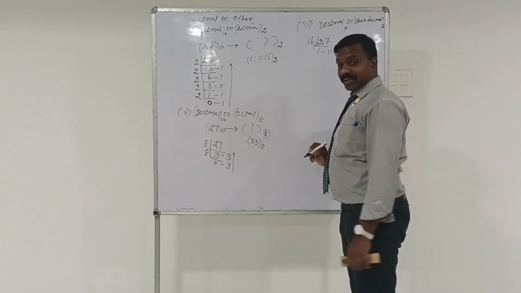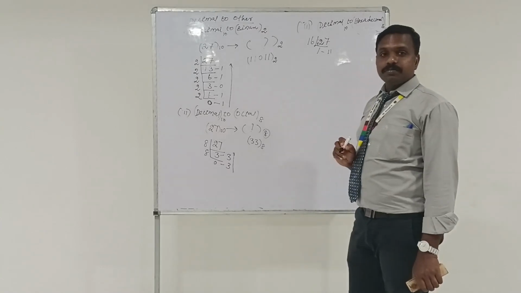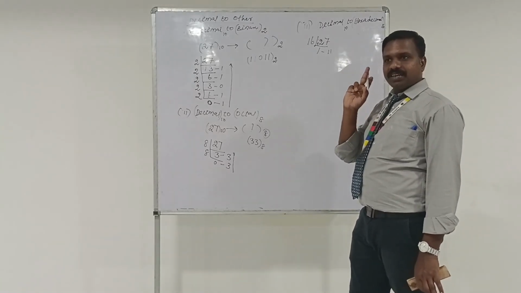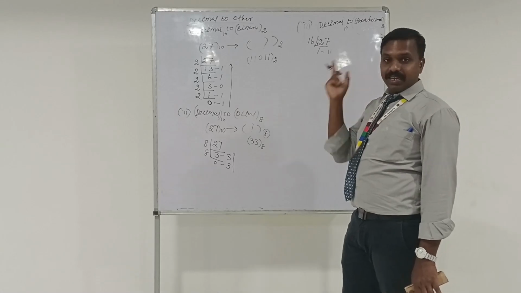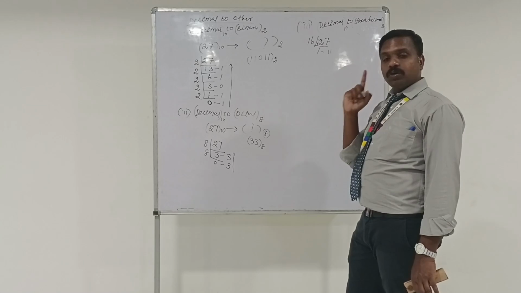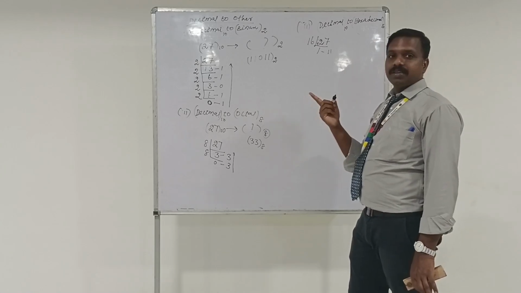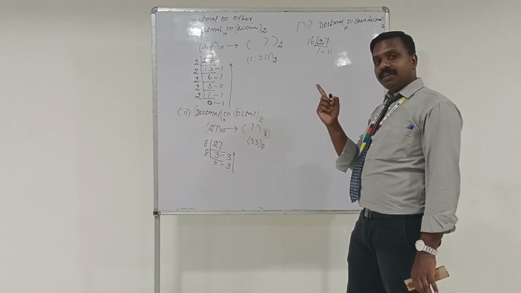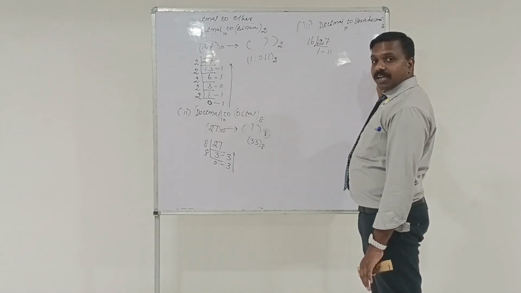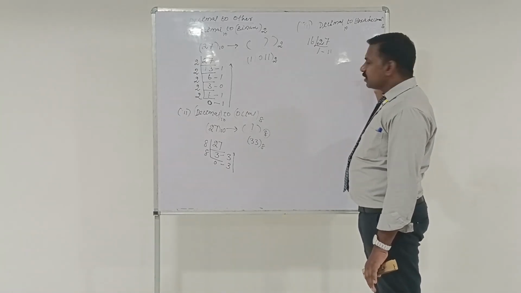But you don't write 11 here. Already told, in hexadecimal, A represents 10. 10 can be represented as A. 11 can be represented as B. 12 can be represented as C. 13 can be represented as D. 14 can be represented as E. 15 can be represented as F.